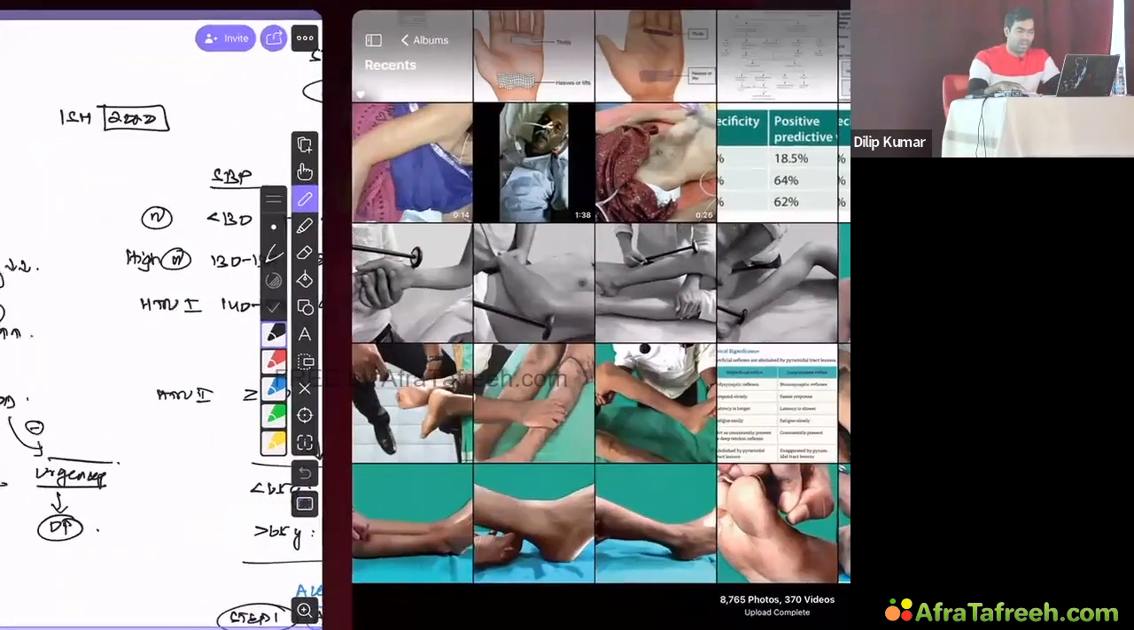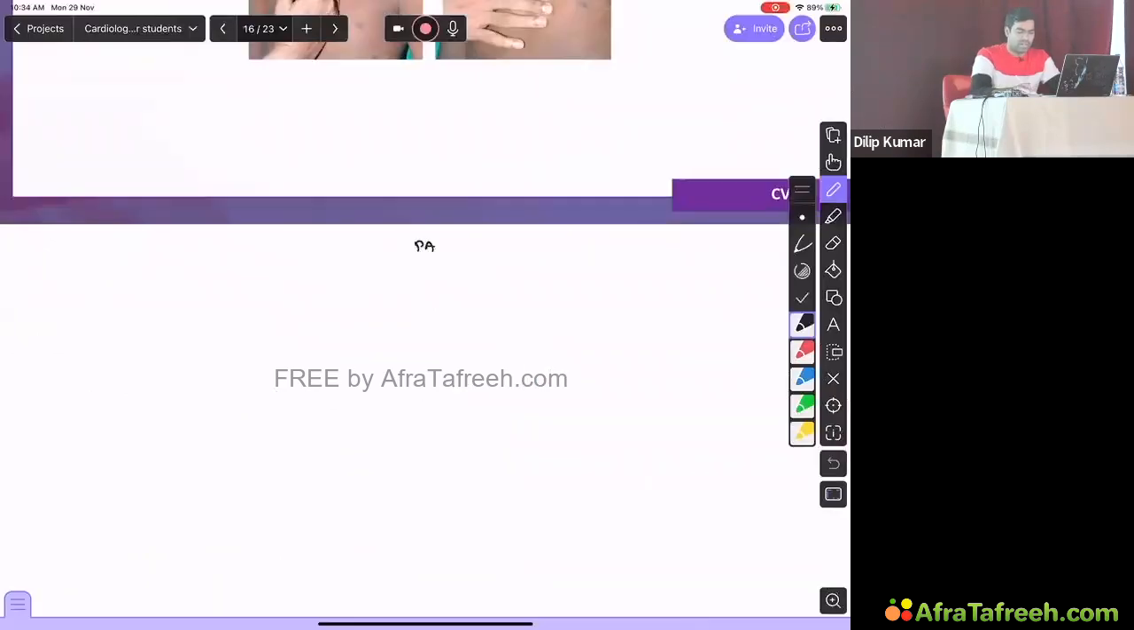So whenever you talk about palpation, what is the first thing you need to comment on? In inspection, there will be so many obvious things, but in palpation, the first obvious thing is the apical impulse. Isn't it? That's the most obvious thing. So that is why first you need to comment on the apical impulse.